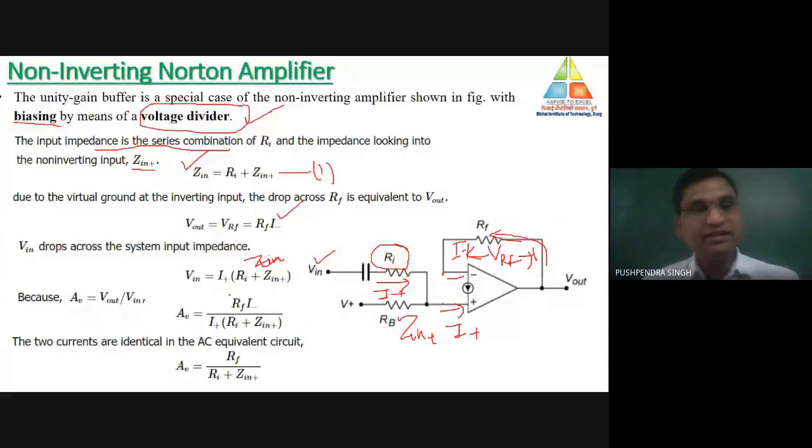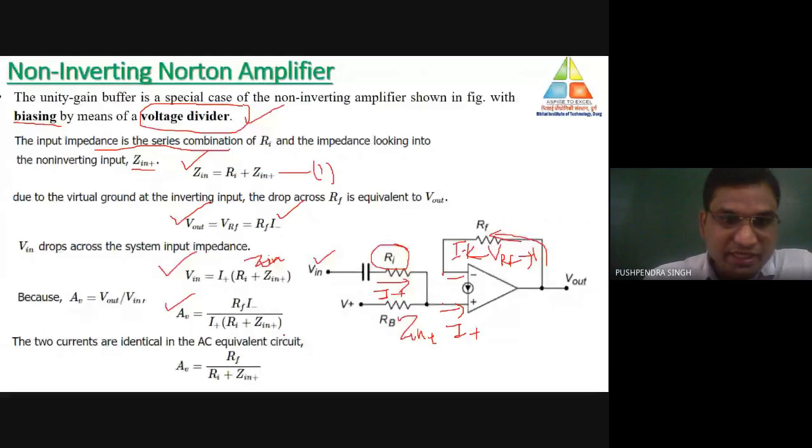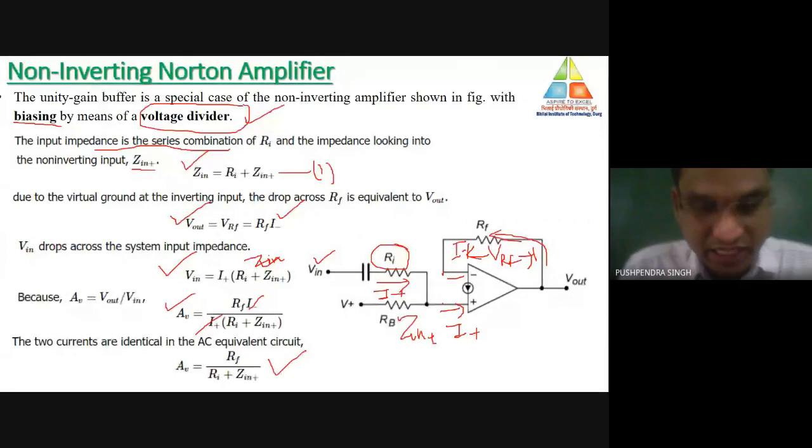Now what is gain? Gain is equal to output divided by input. Already we have calculated the value of output and the value of input. Just take the ratio of these two. So that is the value of AV. AV is equal to RF times I minus divided by I plus times Ri plus Zin plus. Now these two currents are equivalent, so we may cancel them out. So AV will be equal to RF divided by Ri plus Zin plus. This is the value of gain in case of non-inverting Norton's amplifier.